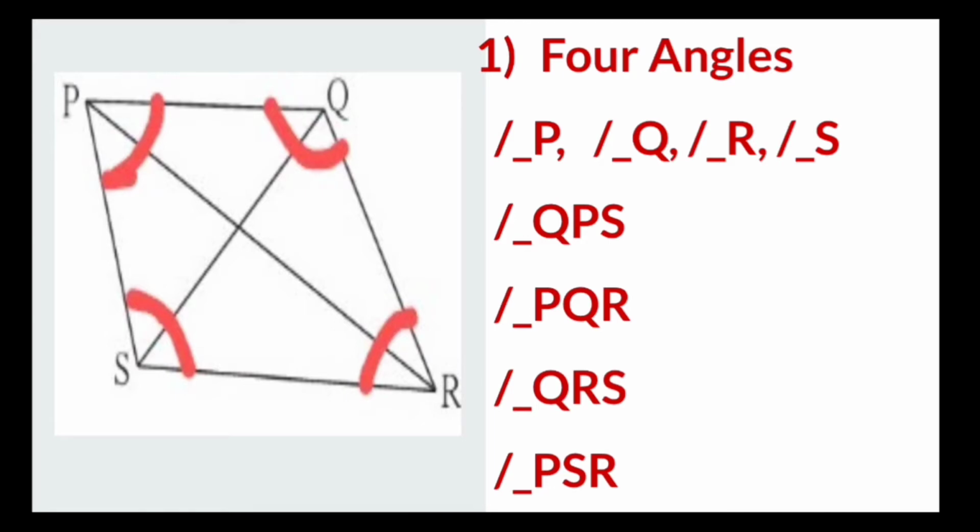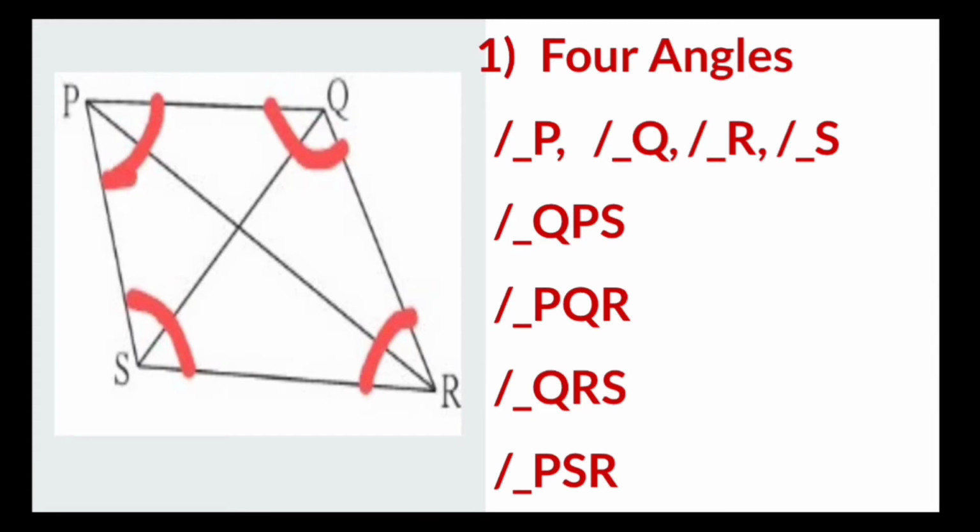Then angle Q can be written by using 3 letters, angle PQR or angle RQP. Then angle R can be written as angle QRS or angle SRQ. And then angle S can be written as angle PSR or angle RSQ. Whichever angle you want to write, you have to put that point in the middle, in between the remaining 2 points. Okay, so these are the 4 angles. Any quadrilateral has 4 angles.